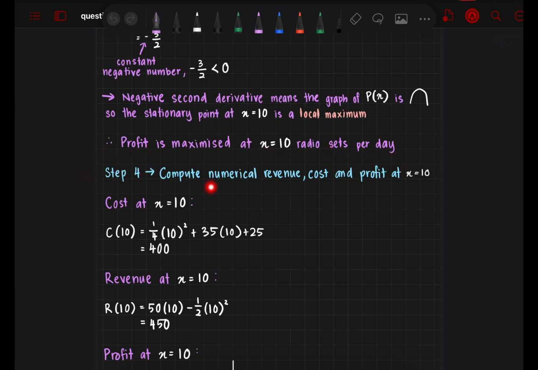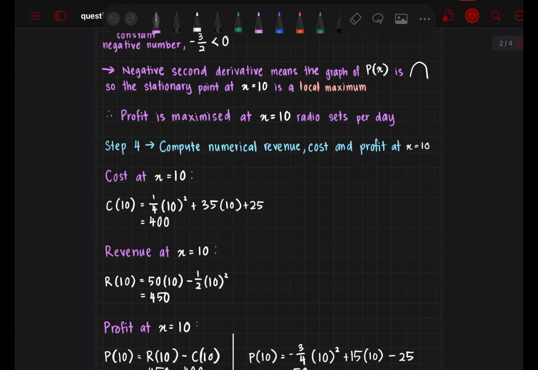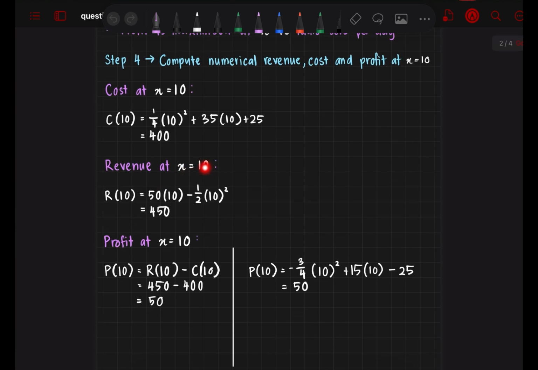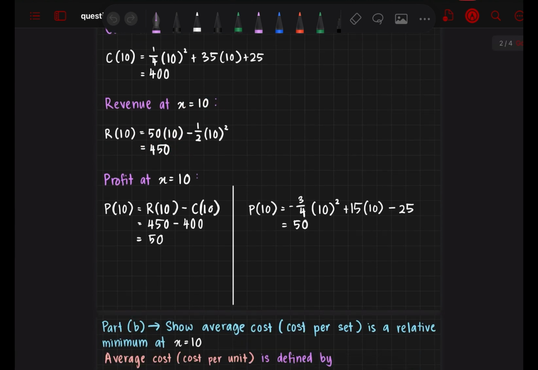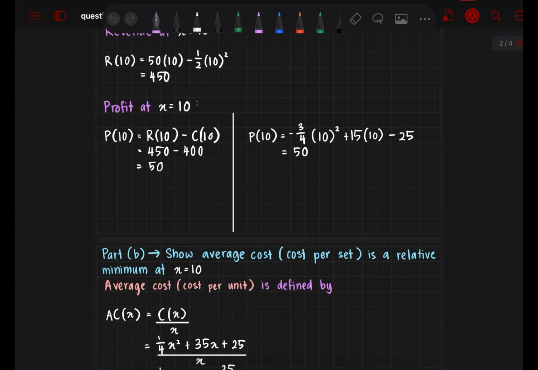Step 4, compute the numerical revenue, cost and profit at x equals 10. Cost at x equals 10, so we need to put x as 10. So C(10) equals 1 over 4 times 10 squared plus 35 times 10 plus 25, and we will get 375. The revenue at x equals 10, we will get 450, and the profit at x equals 10, we will get 50. We use both ways and we still get 50.